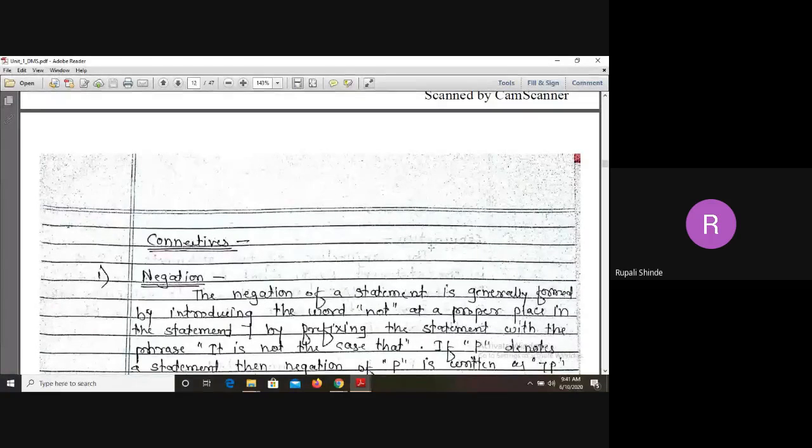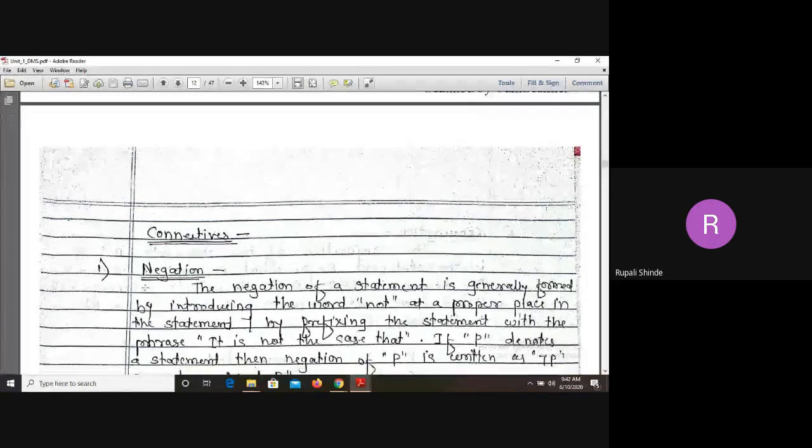Is it so? In 12th standard? Yes, ma'am. Okay. So again, we will repeat it, and based on this, we will solve some examples.